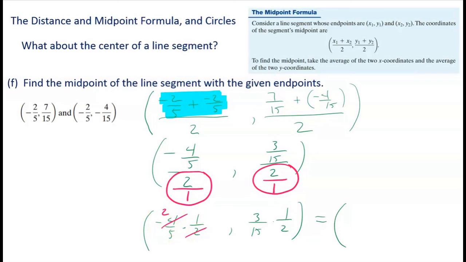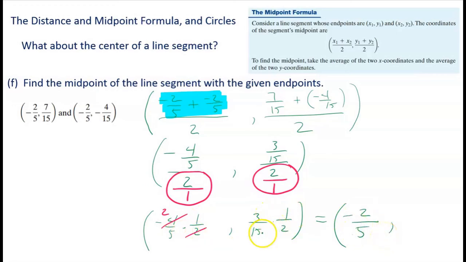So when I multiply, I could just say 4 times 1 and 5 times 2. That'd be 4 over 10 and then reduce. Or I could do what I just did in pink there, cancel those 2's and do negative 2 times 1 is negative 2 in the numerator. And then that just leaves 5 times 1 is 5 in the denominator.